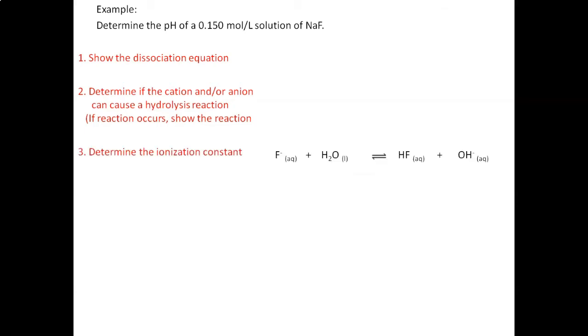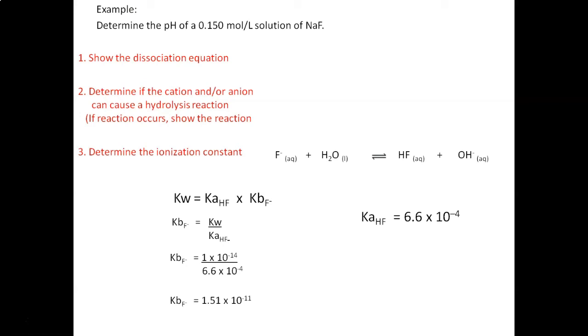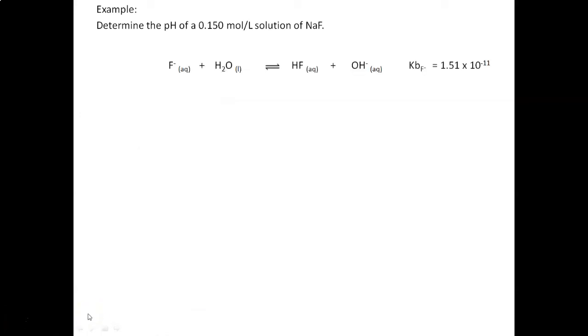Okay, so now next, I need to determine my ionization constant for this. So I can look up in a table the Ka for the weak acid, and that would allow me to calculate the Kb for its conjugate base using our relationship. Once I know my ionization constant, then I can do my ice table.